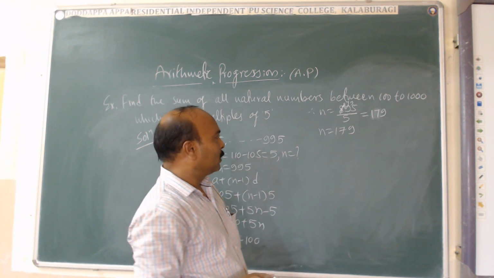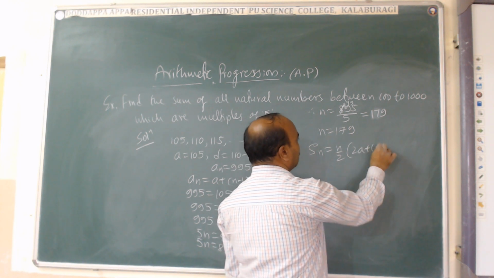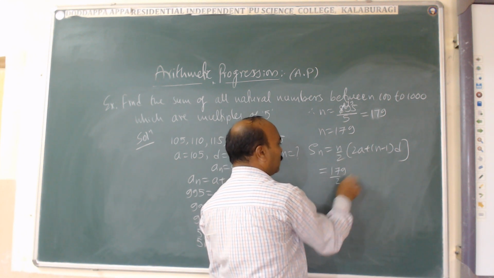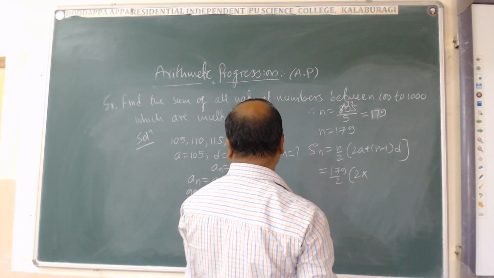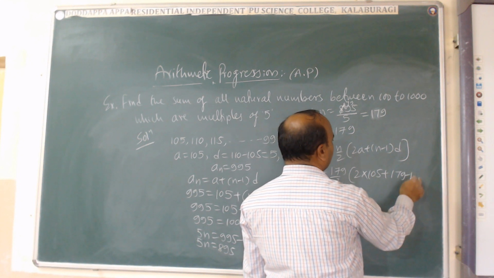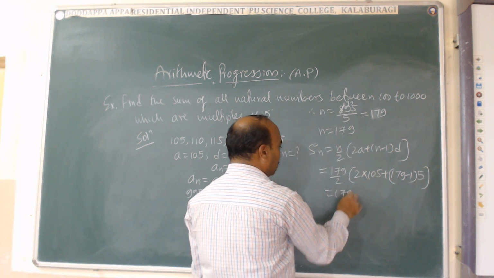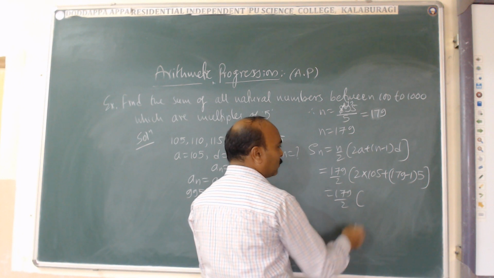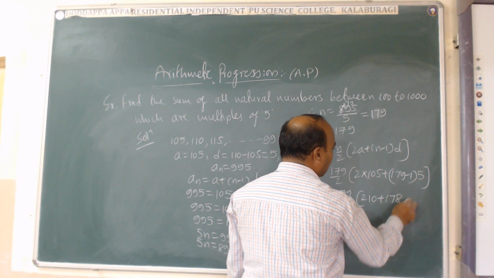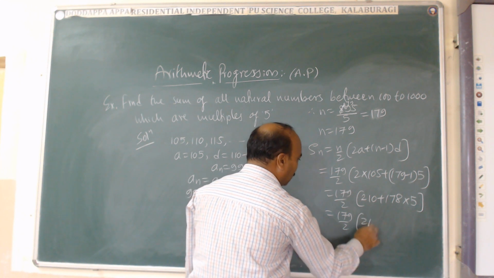Next we go for the Sn formula. The Sn formula is n by 2 into 2a plus n minus 1 into d. Put the values: n is 179, so 179 by 2, into 2 times a, which is 105, plus n minus 1, that is 179 minus 1, into d, which is 5. Now simplifying, 179 by 2 into 105 times 2, it is 210, plus 178 into 5.